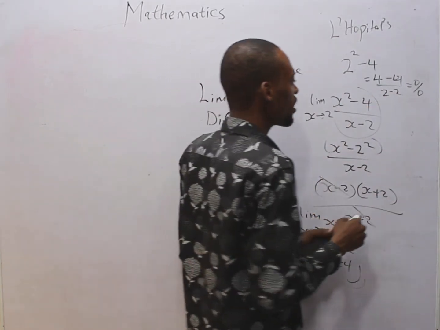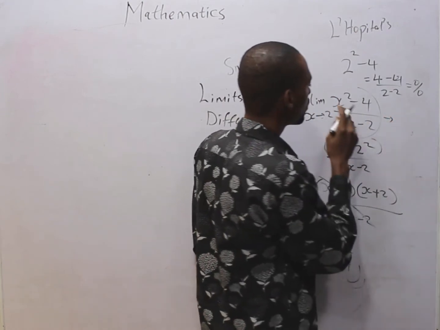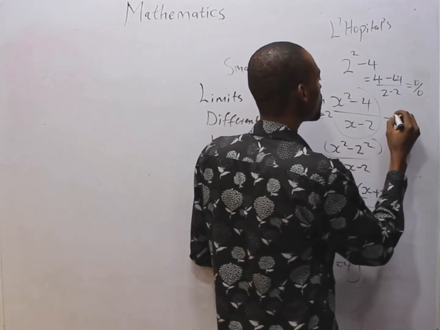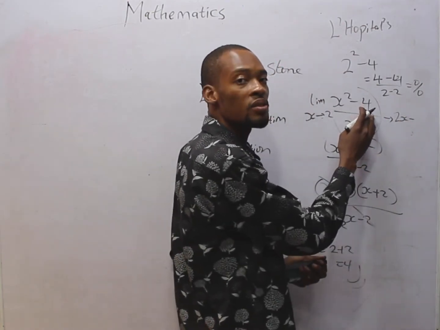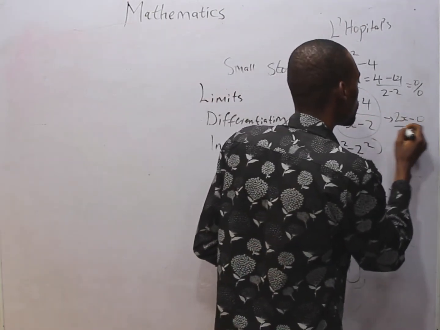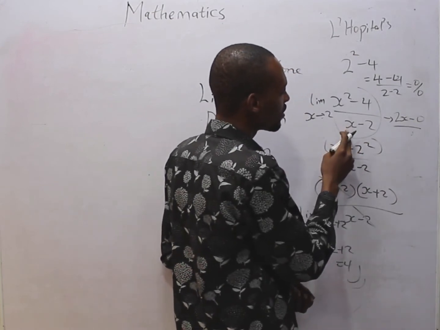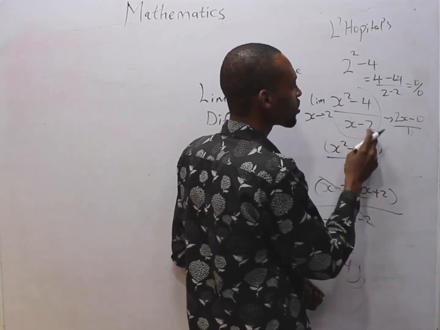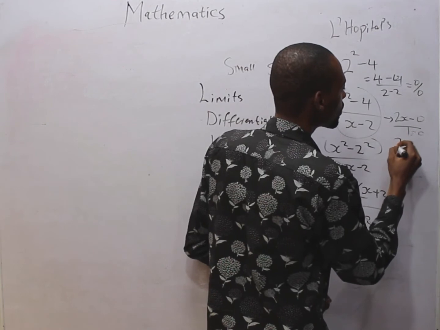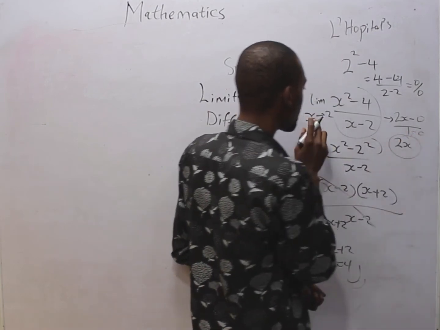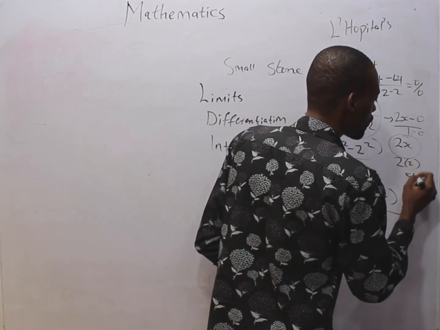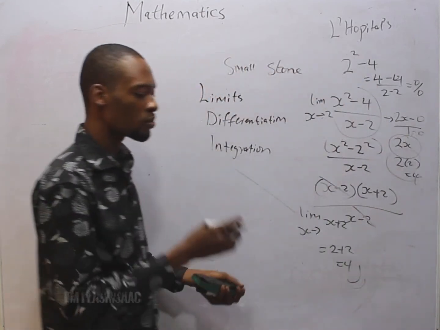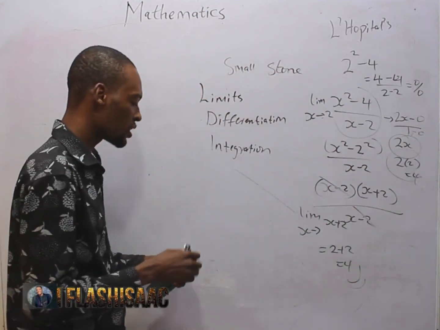We differentiate the top separately to have s squared. Differentiating s squared, you have 2s minus, when you differentiate a constant, you get 0. 0 over, when you differentiate here, you get 1. Differentiating minus 2, you get 0. So this is as 2s. And s tends to 2. So equals 4. You can use L'Hopital's rule or normal breakdown.